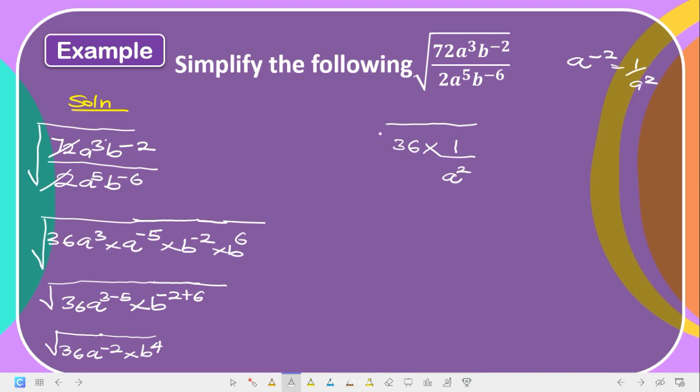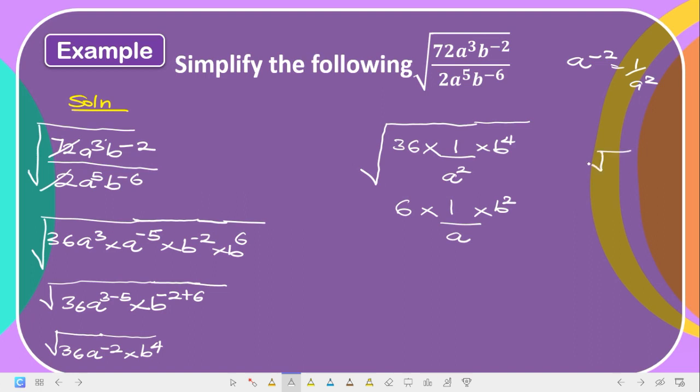Now this square root covers everything here, times b to the power of 4. Now the square root of 36 is what? 6. Now times square root of 1 is what? 1. Square root of a square is what? A. Times square root of b raised to the power of 4 is what? B square. Are you getting it now?